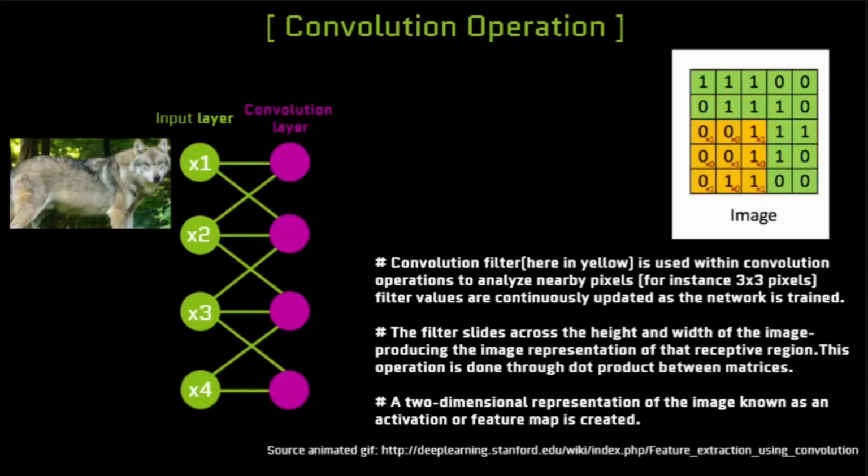Edge detection and sharpening are basic feature extraction operations by a filter. The kernel or filter, which is 3x3 or 5x5 in size, slides across the height and width of the image, producing the image representation of that receptive region. This produces a two-dimensional representation of the image known as an activation or feature map that gives the response of the filter at each spatial position of the image. The sliding size of the kernel is called a stride.